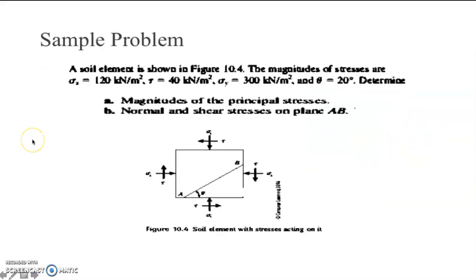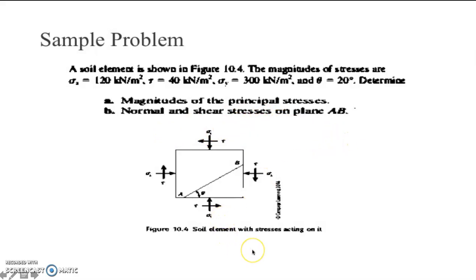So we have here a sample problem. A soil element is shown in this figure. The magnitudes of stresses are sigma sub x, 120 kilonewton per meter squared, tau is 40 kilonewton per meter squared, sigma sub y is 300 kilonewton per meter squared, and theta is equal to 20 degrees. We're going to determine the magnitude of the principal stresses and the normal and shear stresses on plane AB.